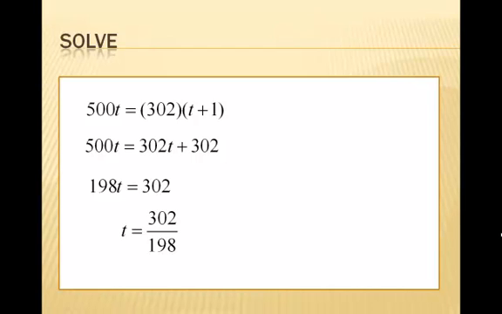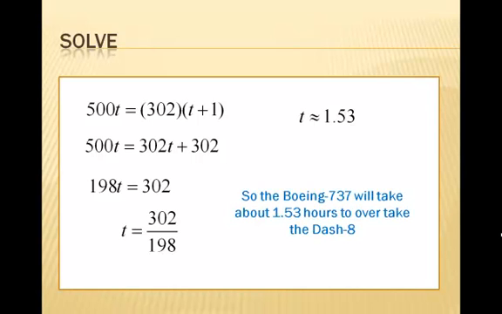To help with this, I'm first going to punch it into a calculator so I get the decimal approximation. So T is equal to about 1.53. And then I remember that this is actually in hours. So it's going to take the Boeing 737 about 1.53 hours to overtake the Dash 8, or say about an hour and 30 minutes. And in that way, it fits the context of the problem much better.